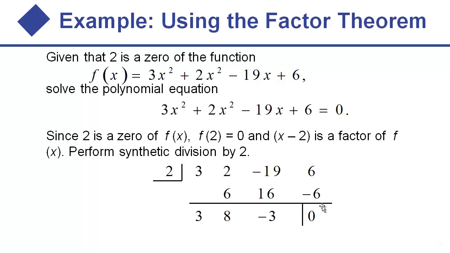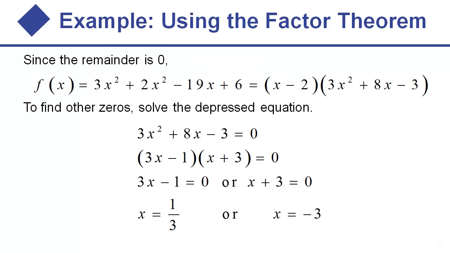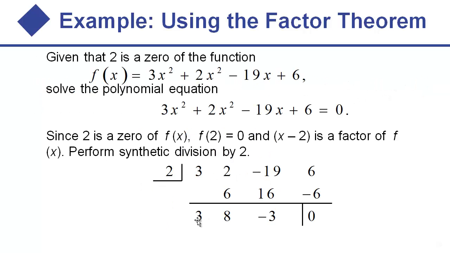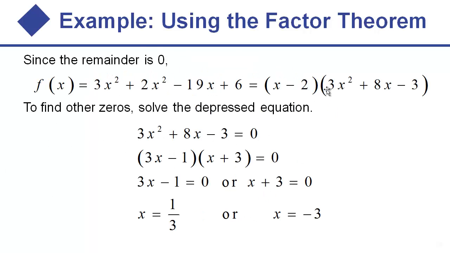So now, since the remainder is 0, we know that this original polynomial is going to be x minus 2 times some other piece. And where did this come from? Well, it comes from these numbers here, 3, 8, and negative 3, when you do synthetic division.